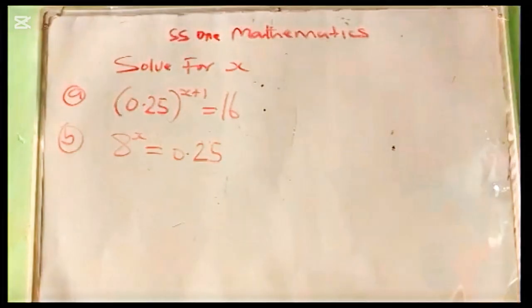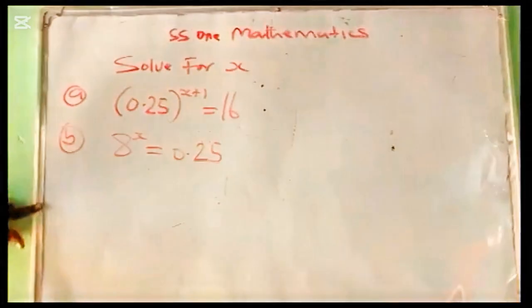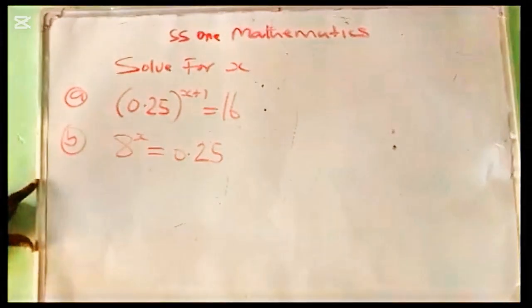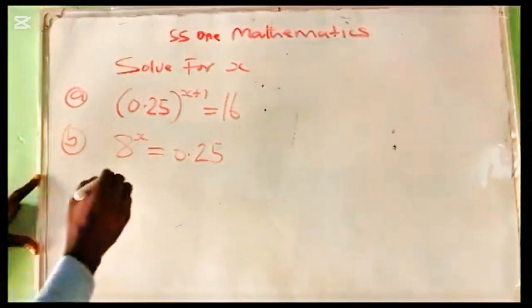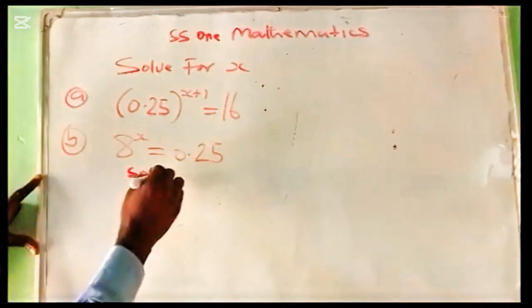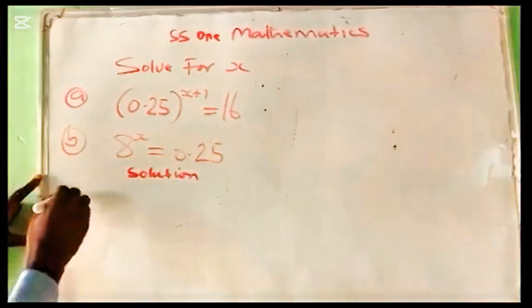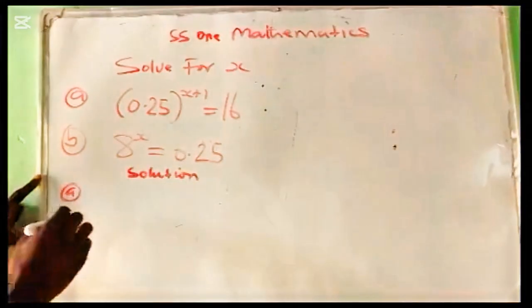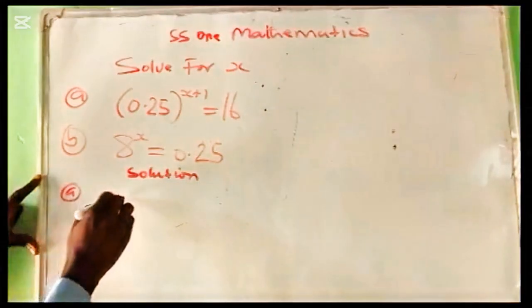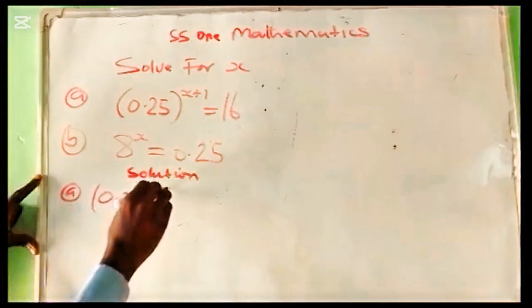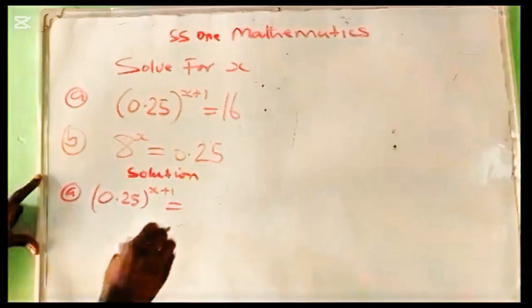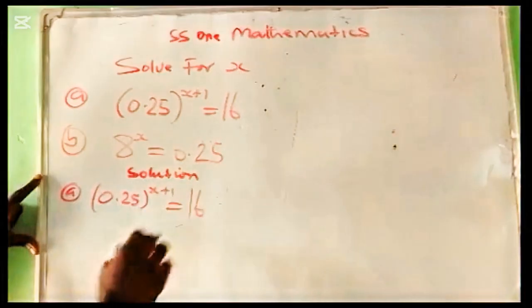I'm going to solve it and explain it in a very simple way for you to understand. This is SS1 mathematics, that is year 10. Solution. Let's start from A. We have 0.25 in the bracket, x plus 1, all is equal to 16.